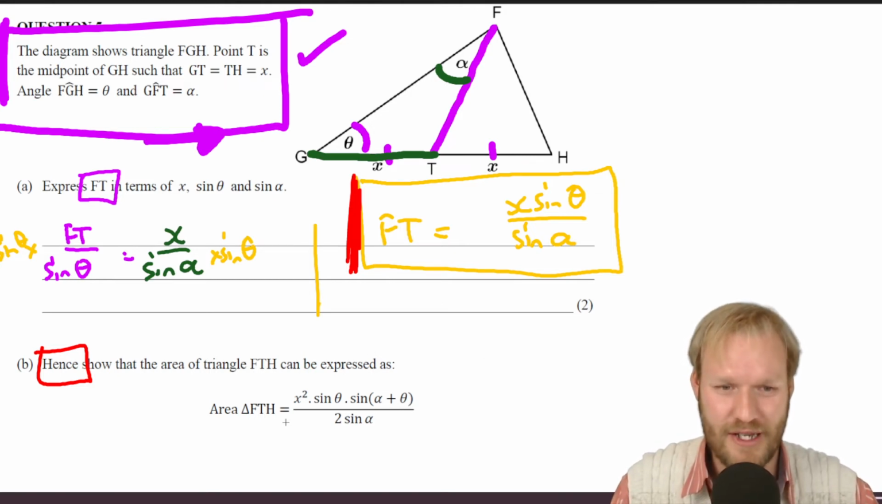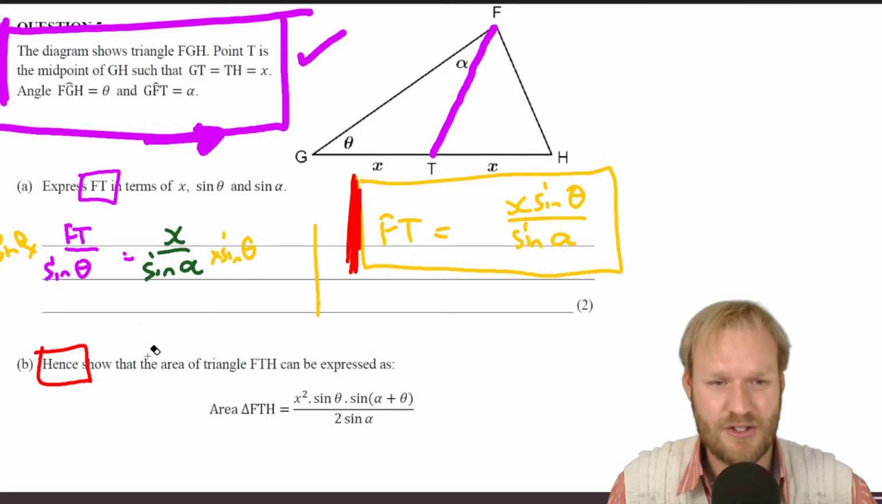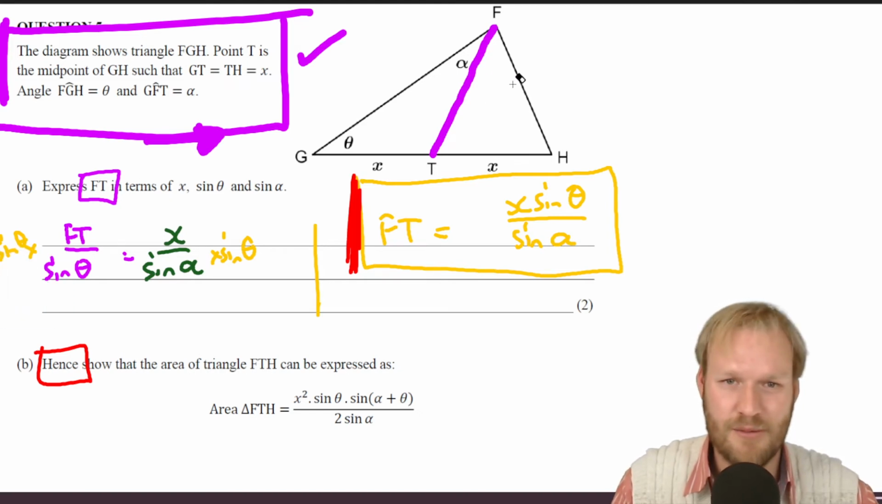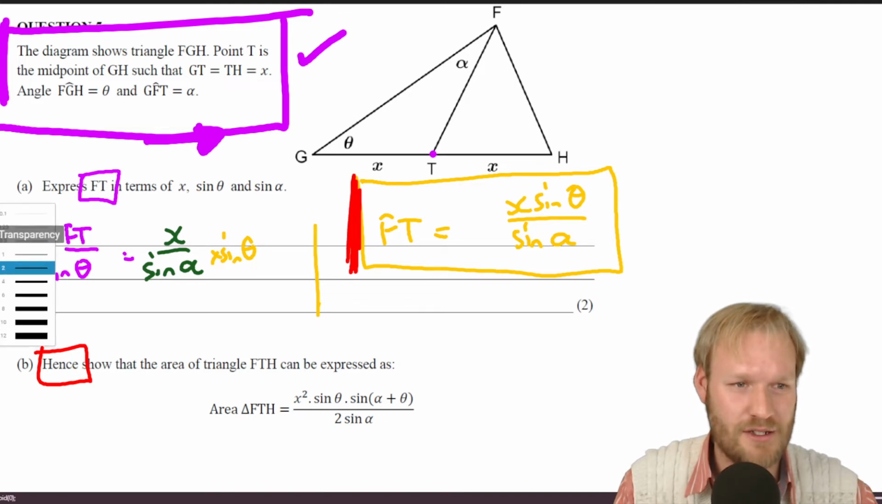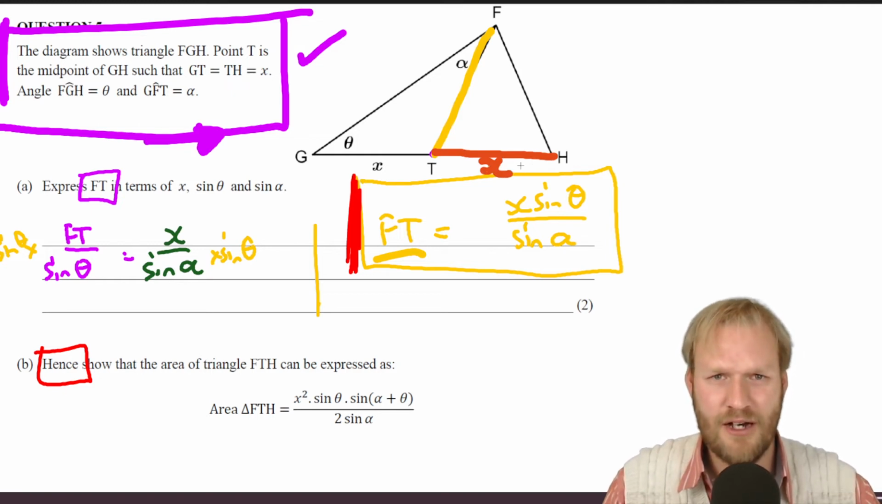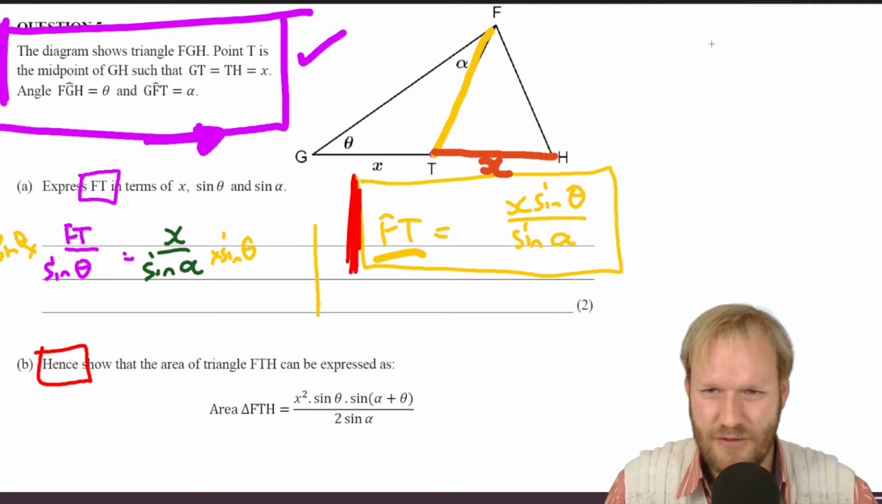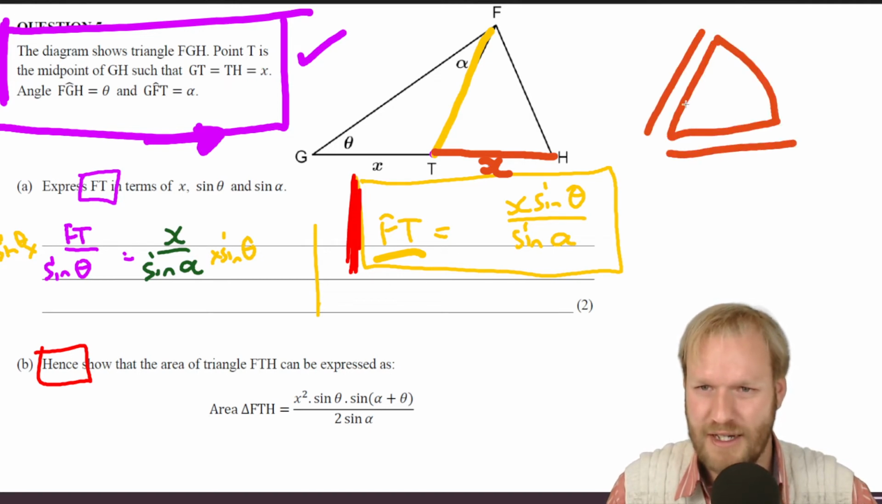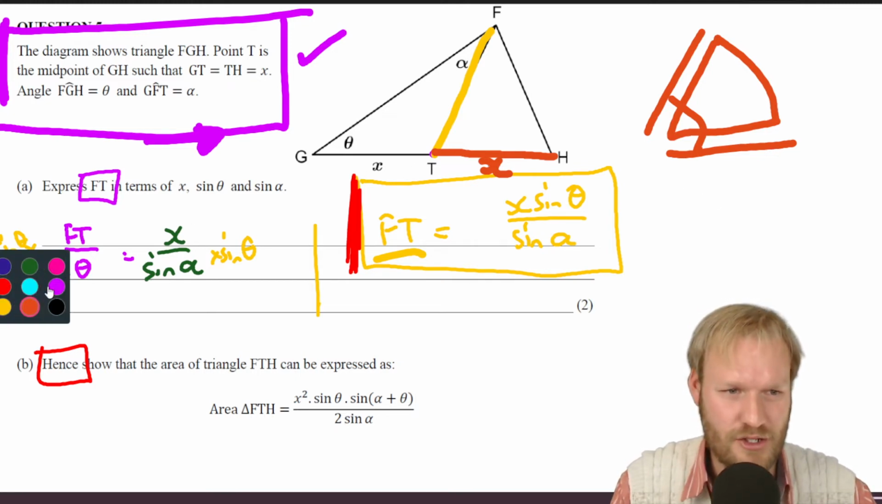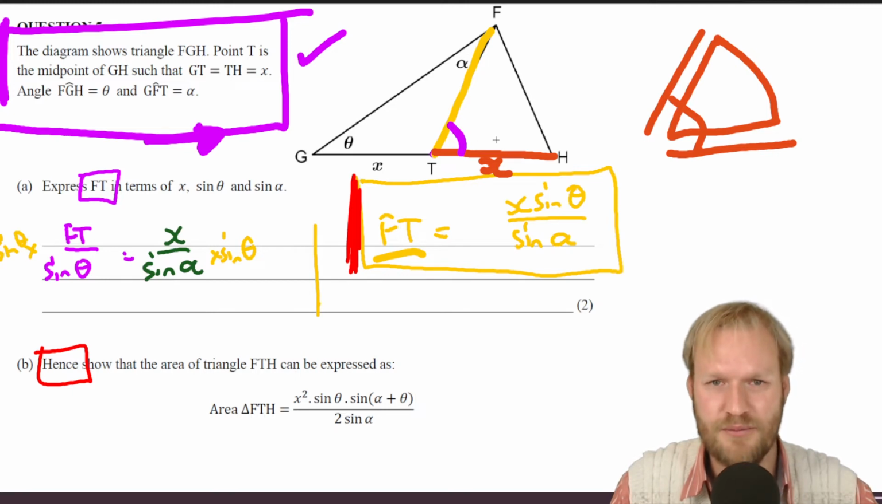Now, the triangle we're looking at is FTH. So let's get rid of some of these other things that we don't need. We've got that purple one there, and let's make it a lovely yellow, because we've got it in yellow over here. We've got this thing here, which we know is X. Now, for our area, if we've got two sides and the angle in between, then we can just use that area rule. So, if we could just find what this angle here is.